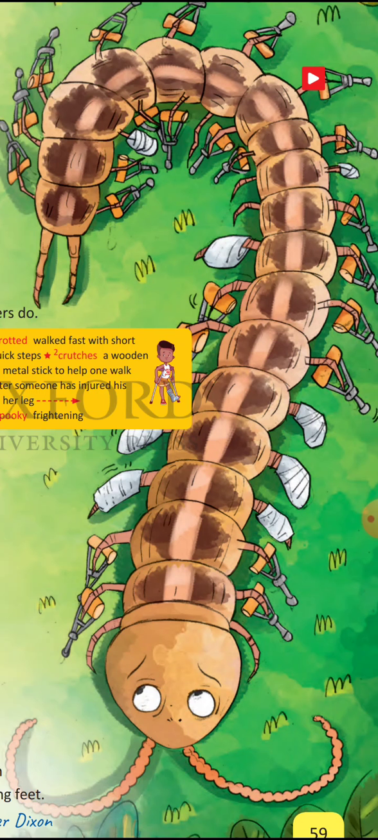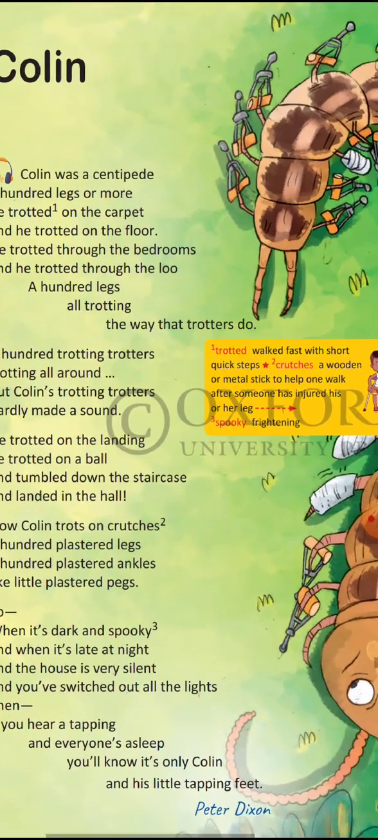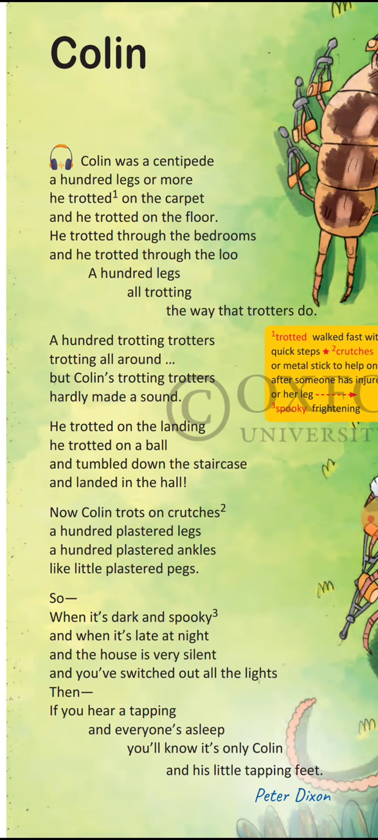Okay, so here Colin was a centipede. Who was Colin? It is a centipede, a multi-legged creature. And how many legs did it have? It had 100 legs. Okay? It had 100 legs or even more.